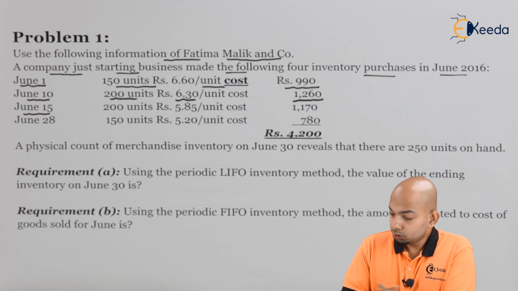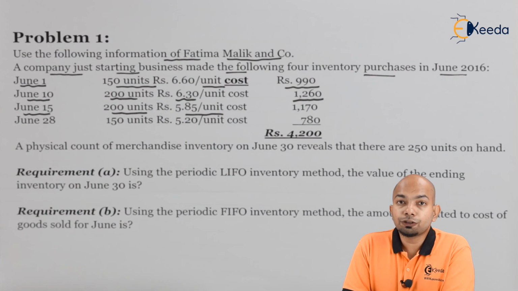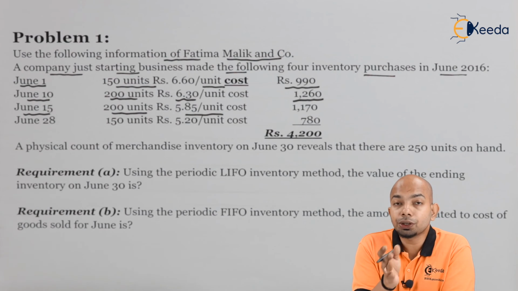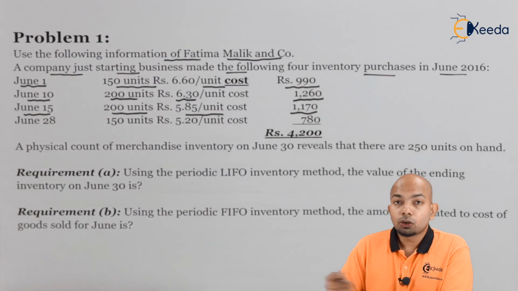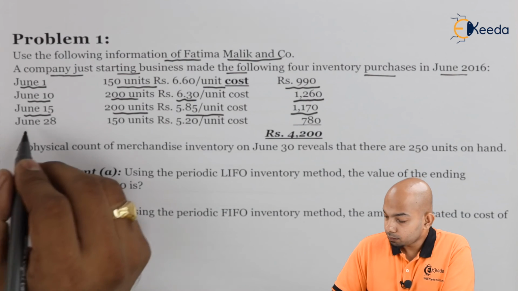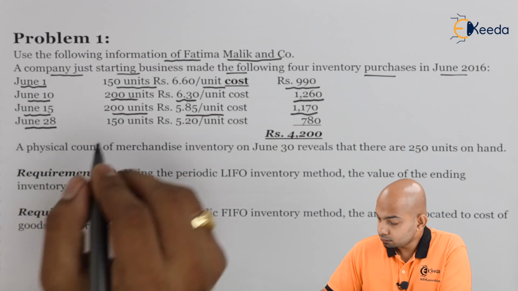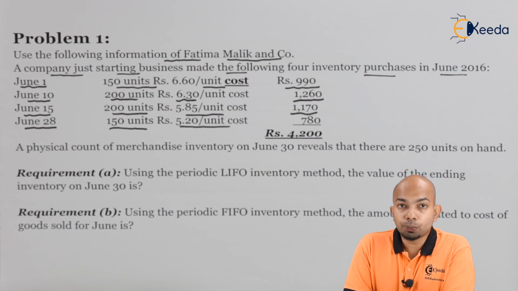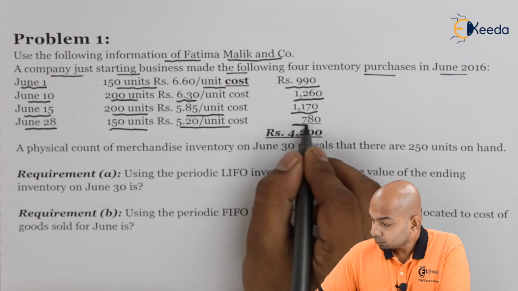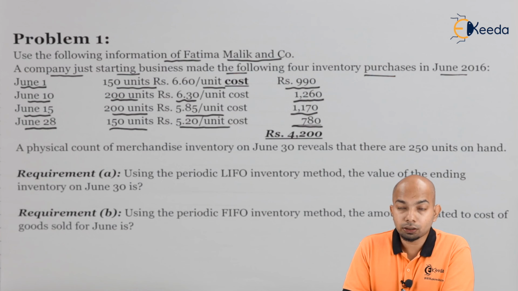June 15, 200 units at the rate of 5.85, the 5.85 being the per unit cost, were purchased. Total cost is 1170. June 28, we had 150 units at the rate of 5.20 per unit cost. Total cost is 780. So all the cost amounted to 4200.